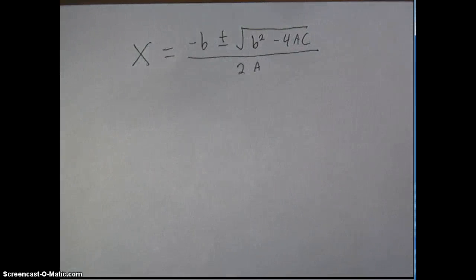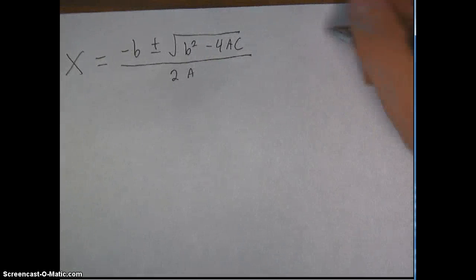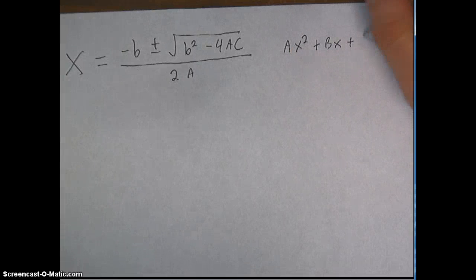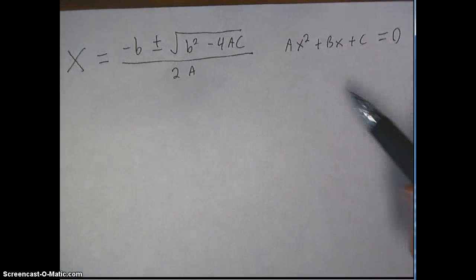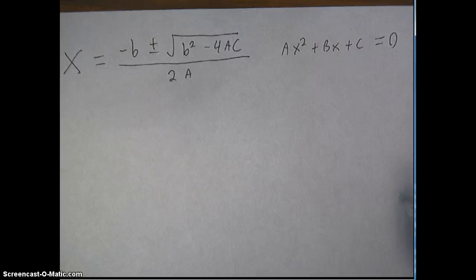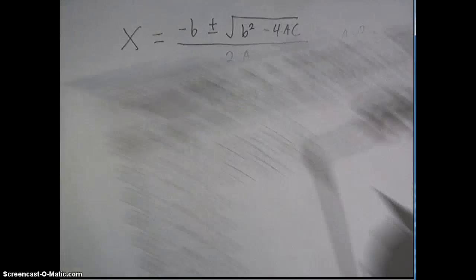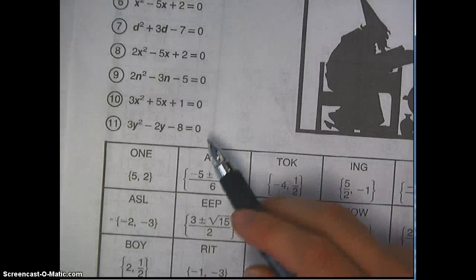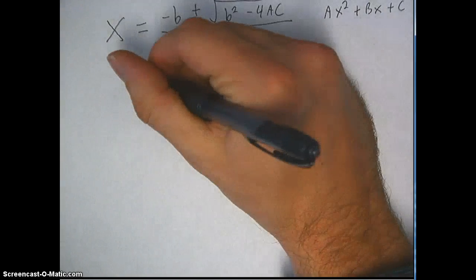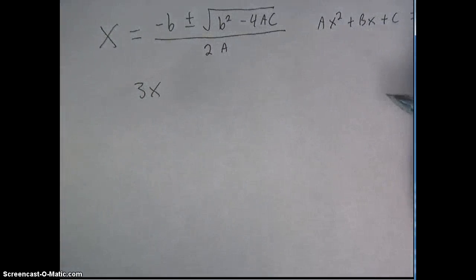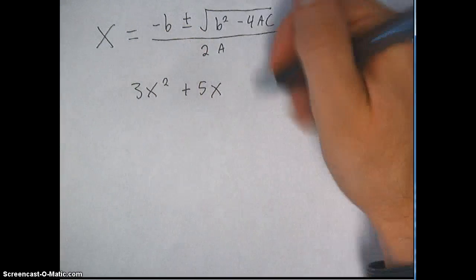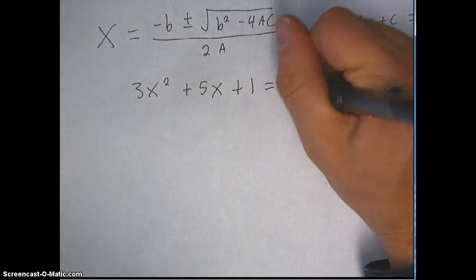This only works when the quadratic's in standard form, meaning ax squared plus bx plus c equals 0. If the quadratic's in this form, and you can identify the a, the b, and the c, then you can use the quadratic formula. For instance, number 10, the homework on the back page. That formula is in standard form. It's 3x squared plus 5x plus 1 equals 0.